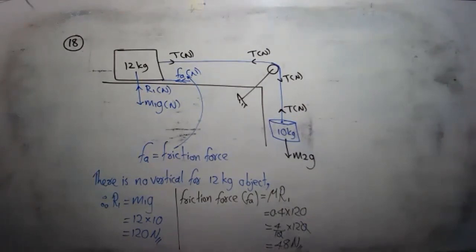0.4 is given in the question. They have given the value of mu as 0.4. Let me read the question for you. The mass of the box is 12 kg. The coefficient of friction between the box and the table is 0.4. So mu is said to be the coefficient of friction. That value is given in the question.